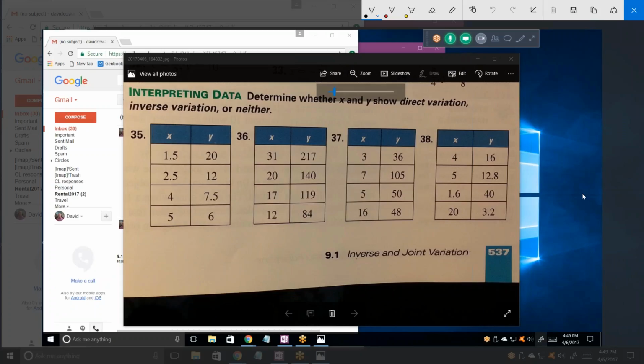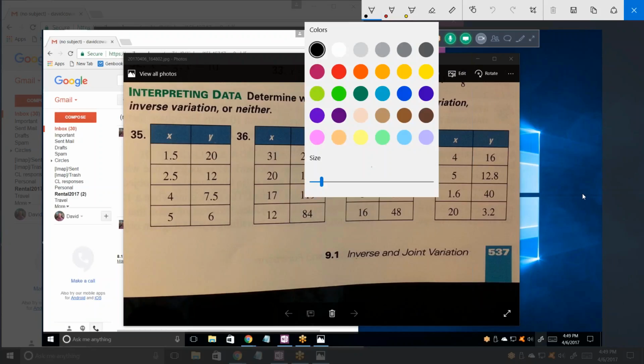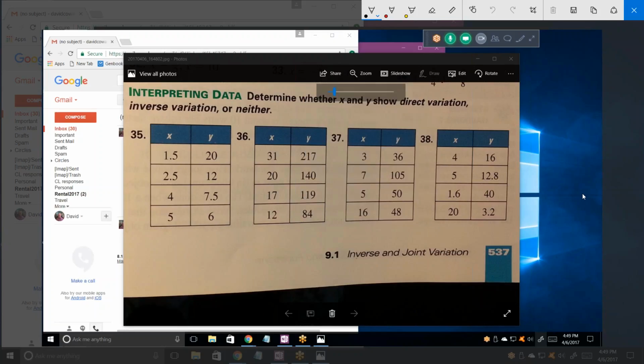Okay, so if we look at these relationships, we can see that as x is going up, y is going down.